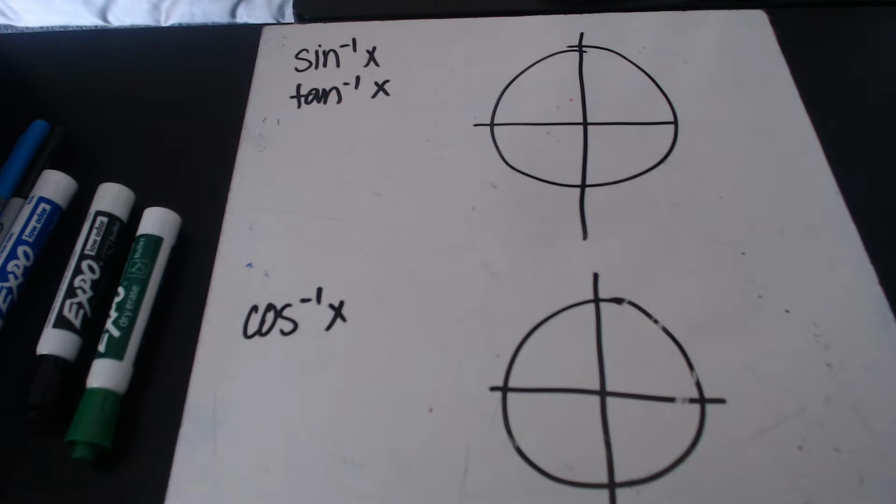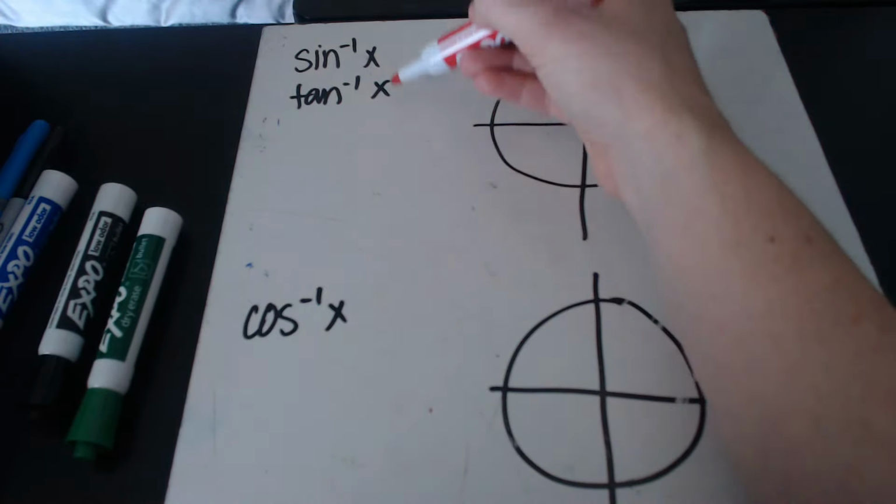Okay, so based off of the last lesson, here's what you need to know. Sine inverse and tangent inverse are both going to have the same domain. Their domain was from negative pi over 2 to pi over 2. So meaning that the range, not the range, that's the domain, the domain.